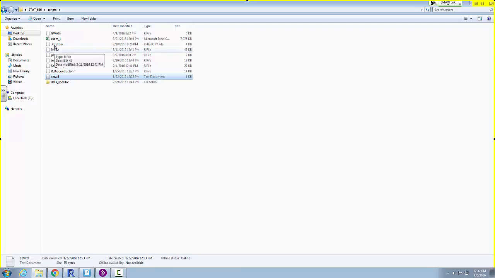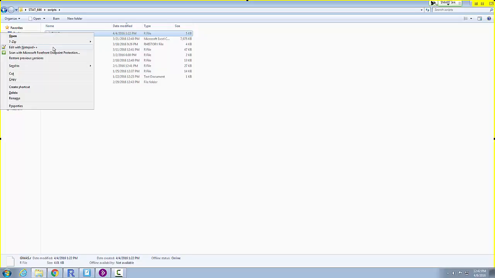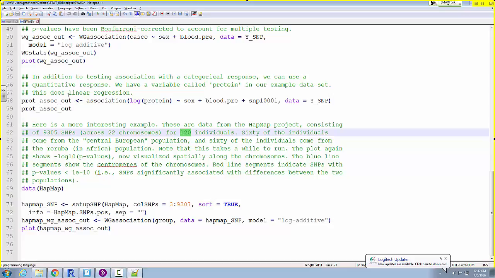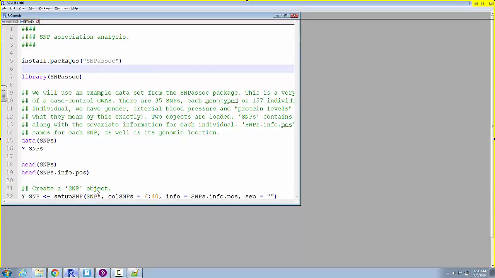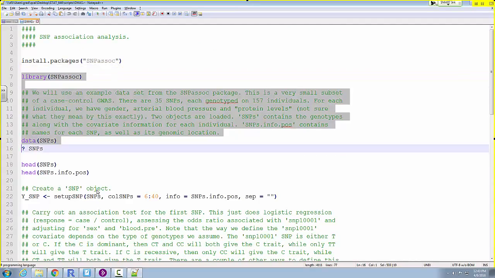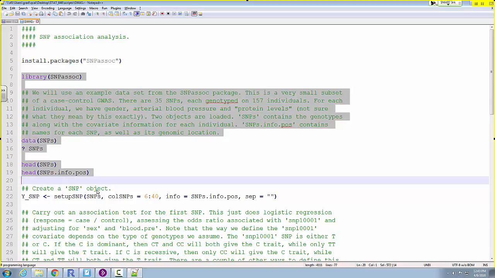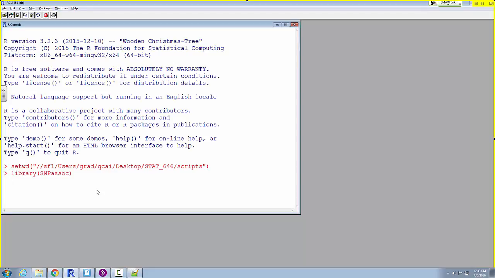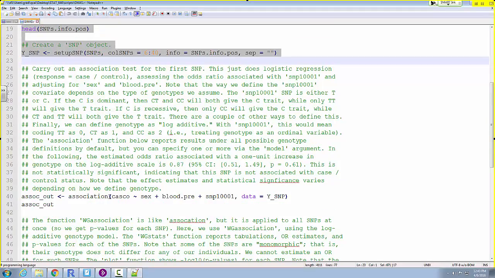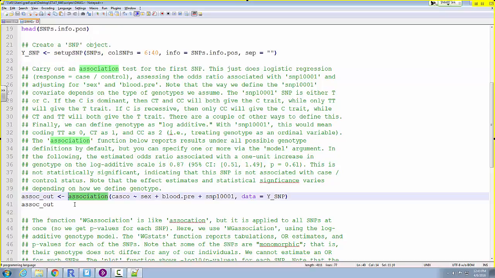All right, let's go back to gwas.r and run some of this code. We're going to use the snpassoc package. Let's library that in and look at the data that you're going to play with in your homework, the snps data that came with this package. We set up a snp object to hold the data in a way that the functions will recognize. And then we will use the association function to do an actual association test for one snp.